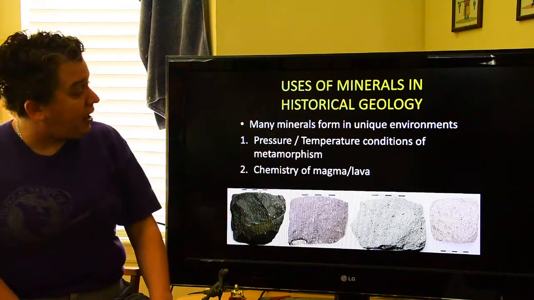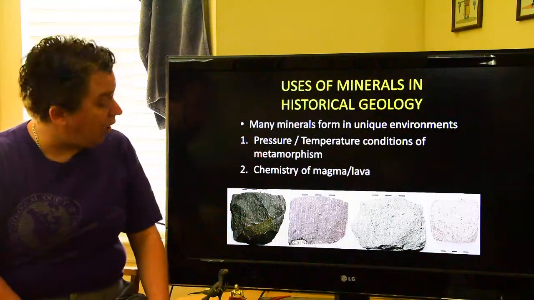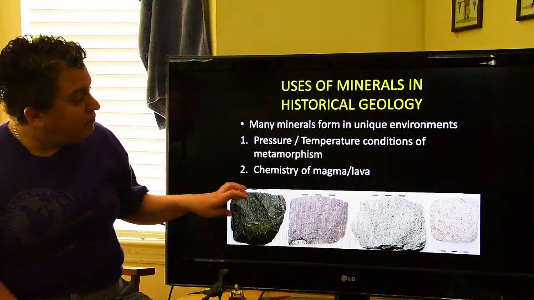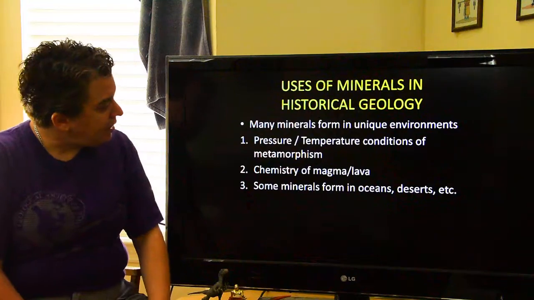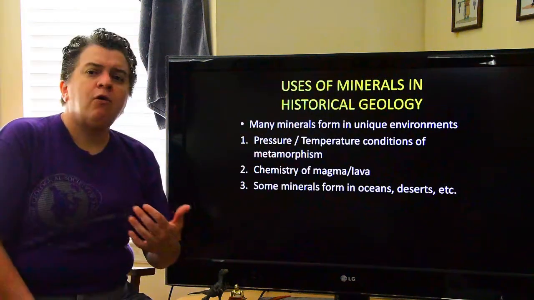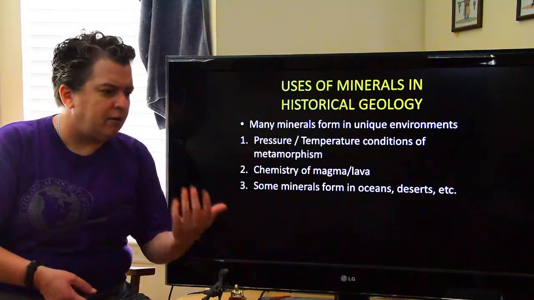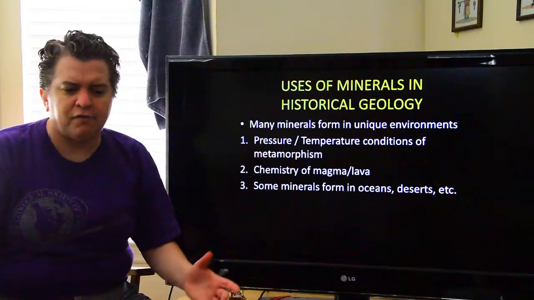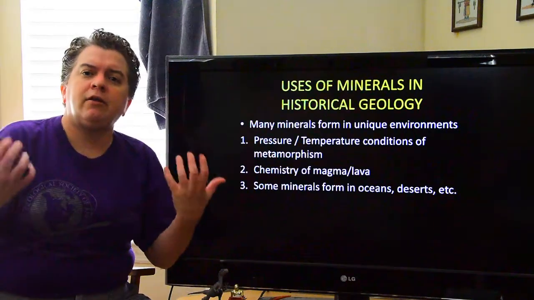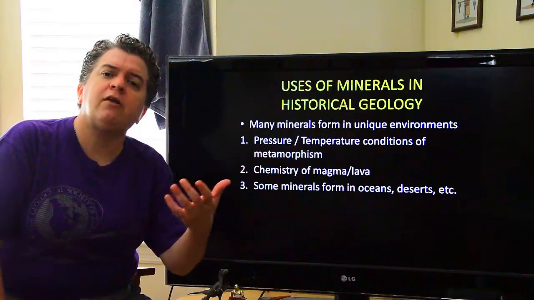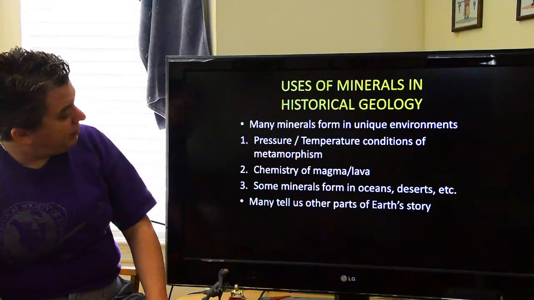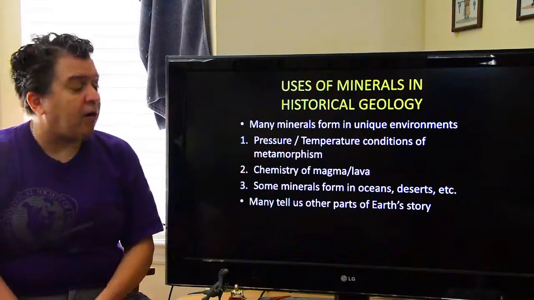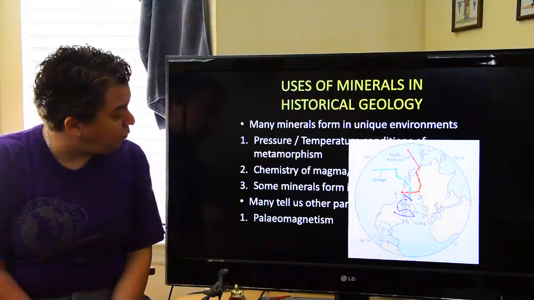Minerals tell you about the chemistry of magma or lava. Different magmas have different minerals in them. Some minerals form in oceans, some in deserts, some in big mountain ranges. So different minerals form in different places. So that helps us interpret Earth's past. And many tell us other parts of Earth's story as well.